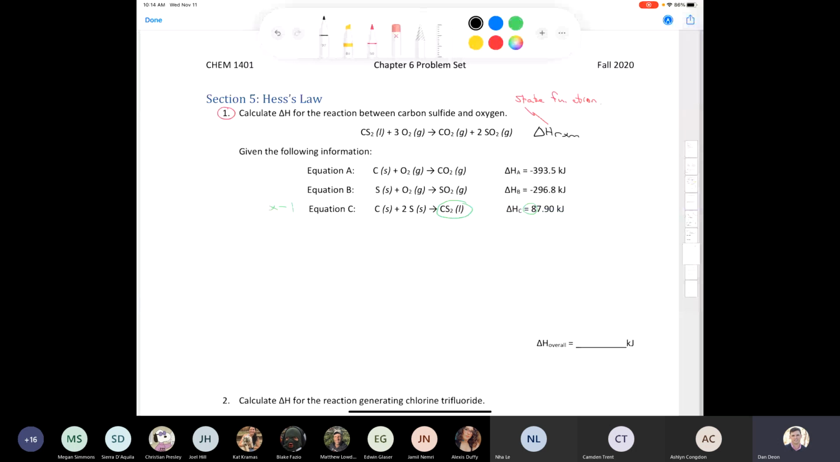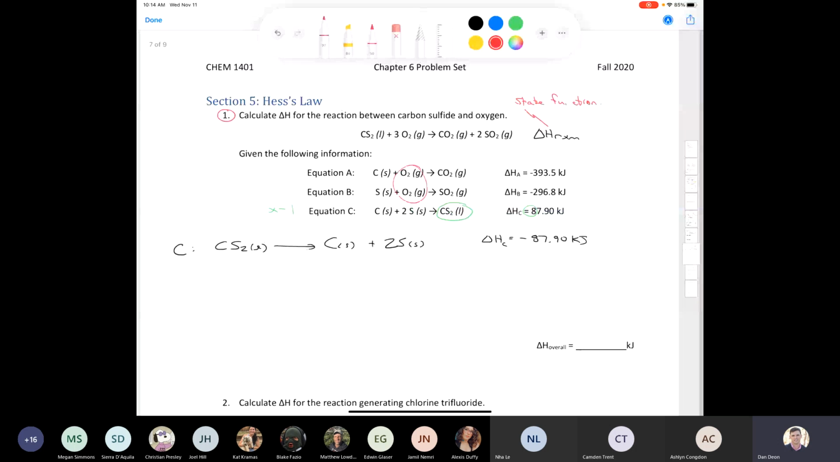So let's rewrite equation C. We're going to start with carbon sulfide in the liquid phase, and it's going to produce carbon plus 2 moles of sulfur. And now our delta H is going to be equal to -87.90 kilojoules. So again, all I did was reverse that equation. What else? I need to have oxygen as a reactant, don't I? Well, I have oxygen here and I have oxygen here, so I'm not really sure which one of those to manipulate next.